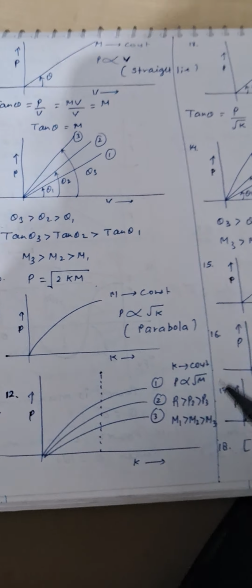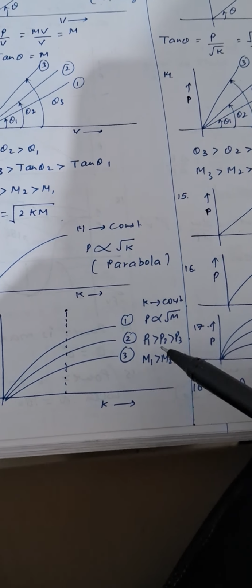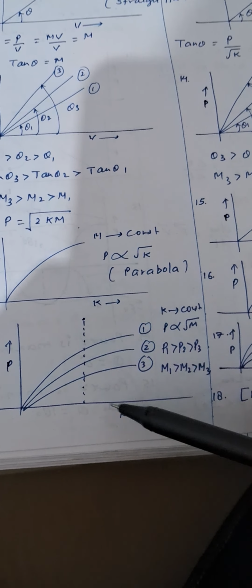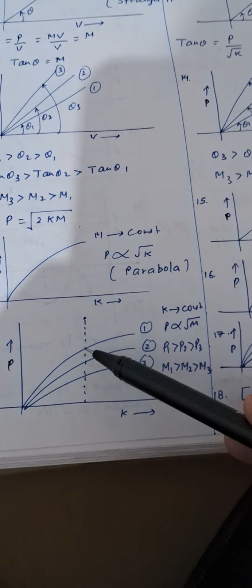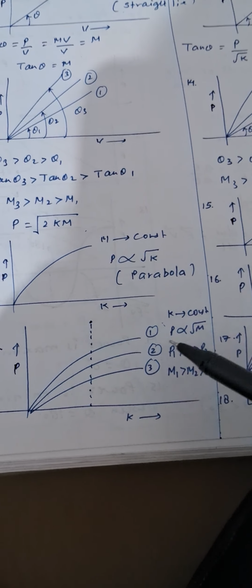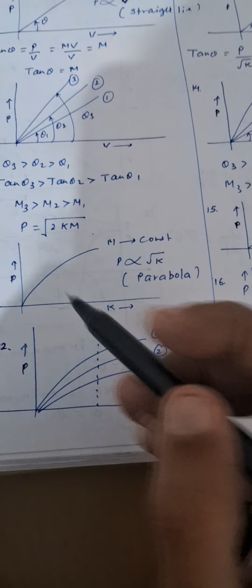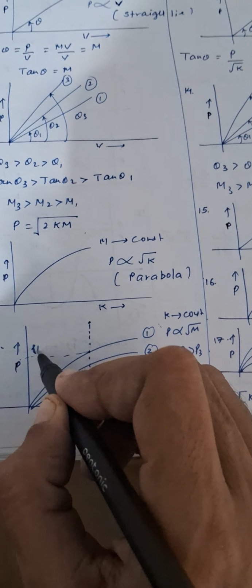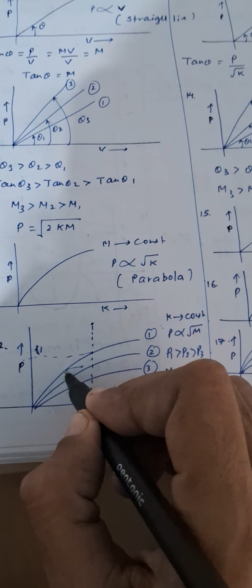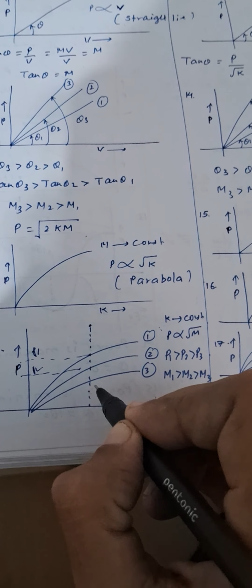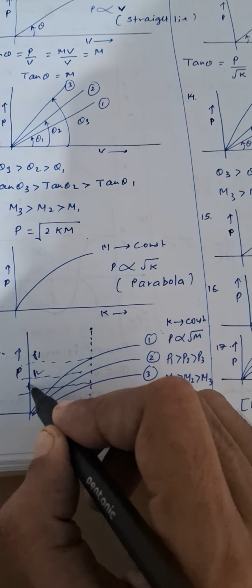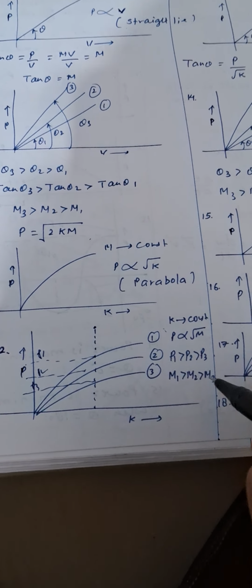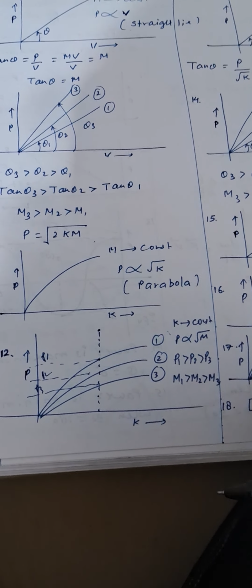Next is, if we have three different graphs corresponding to graph 1, 2, 3. So if we draw line perpendicular to K, that makes sure K is same for all the three. So we can say p proportional to root m. So as you can see from the graph that p1 here is greater than p2, and it is still greater than p3. So p1 is greater than p2 is greater than p3, which implies m1 is greater than m2 greater than m3.